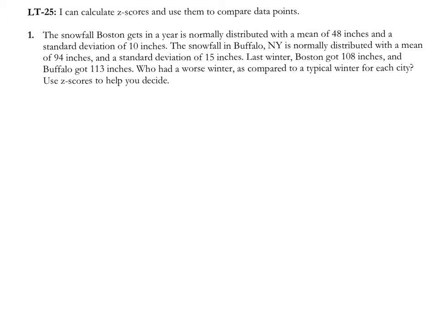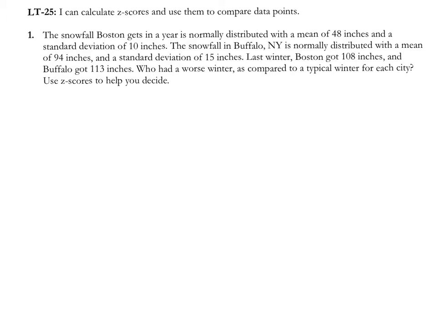So in the first problem, the snowfall that Boston gets in a year is normally distributed with a mean of 48 inches and a standard deviation of 10 inches. The snowfall in Buffalo, New York is normally distributed with a mean of 94 inches and a standard deviation of 15 inches. Last winter, Boston got 108 inches and Buffalo got 113. The question is, who had a worse winter as compared to a typical winter for each city? Use z-scores to help you decide.